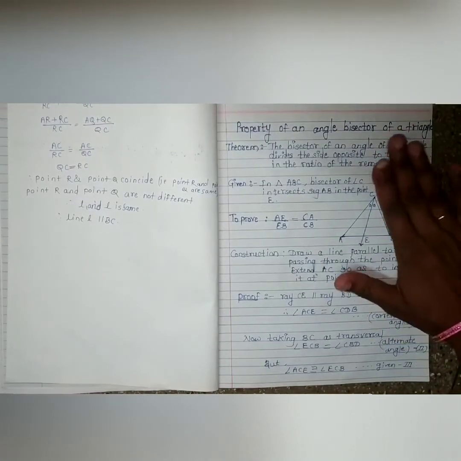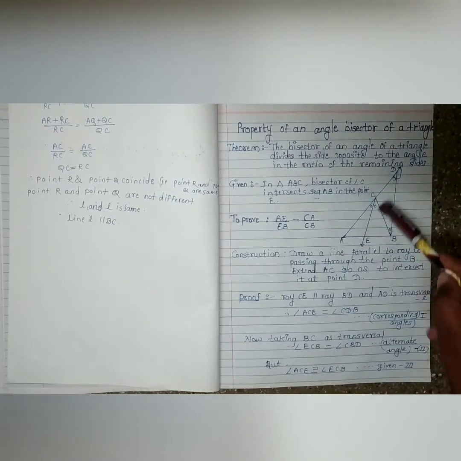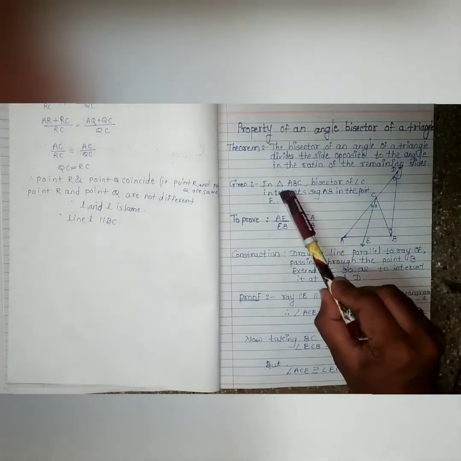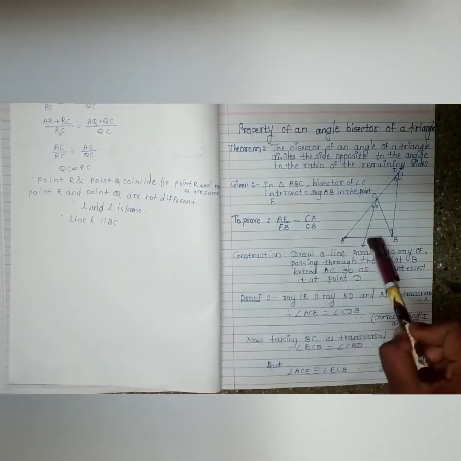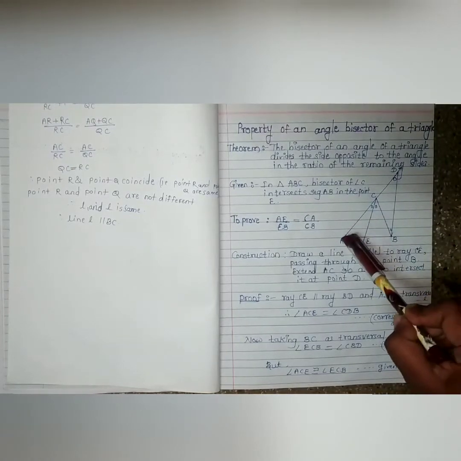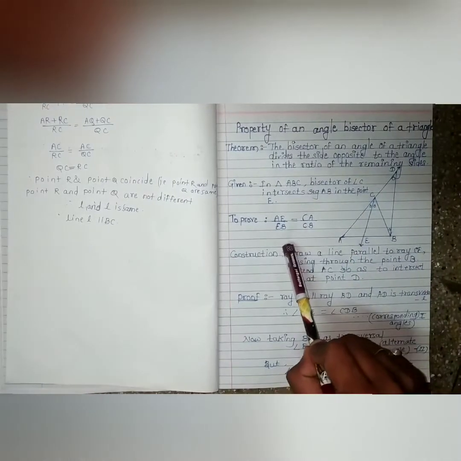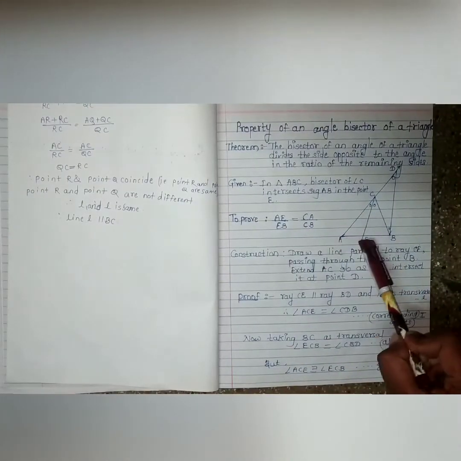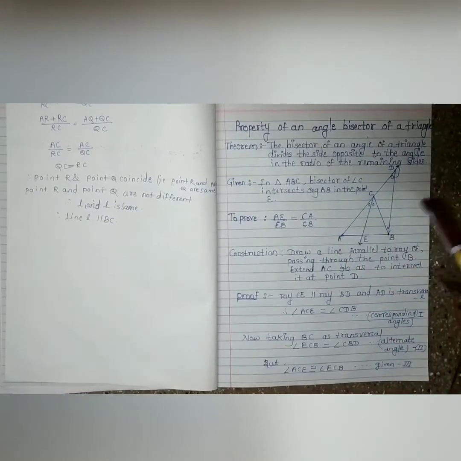This is the construction. Therefore only see triangle ABC. See, the bisector of angle C, in triangle ABC, the bisector of angle C intersects segment AB in the point E. Therefore angle ACE is equal to angle ECB. And to prove that, here to prove AE upon EB is equal to CA upon CB.